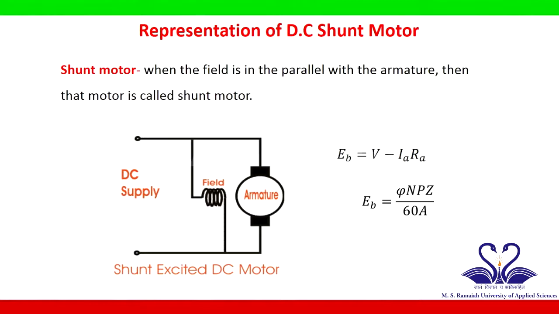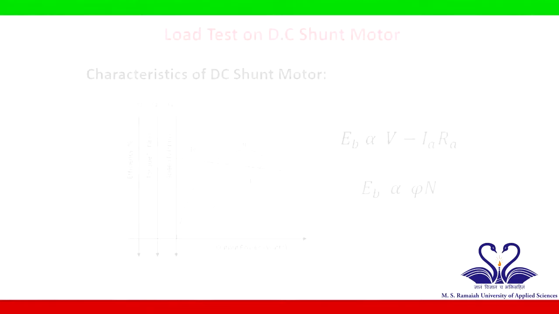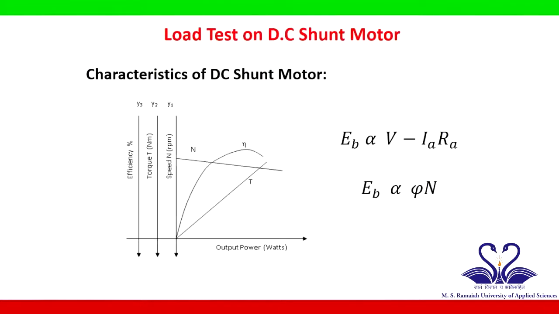EB is equal to phi NPZ divided by 60A, where EB is back EMF, V is the supply voltage, IA is the armature current, RA is the armature resistance, phi is the flux, N is speed in RPM, P is the number of poles, Z is the number of armature conductors, and A is the number of parallel paths. The characteristics of DC shunt motor is as shown in figure.